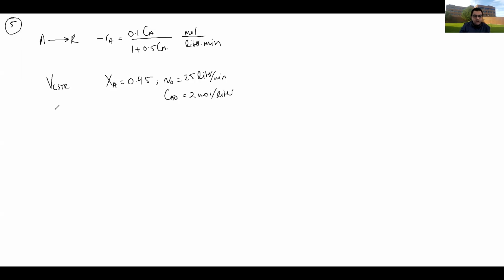And again, you can draw a little diagram if you want. Here you go. You know, this is the feed, this is the given, etc. So I know it's a CSTR. First step, write the CSTR performance equation, right? We said it's V over FA naught is equal to tau over CA naught is equal to XA over minus RA. Okay, sounds good.